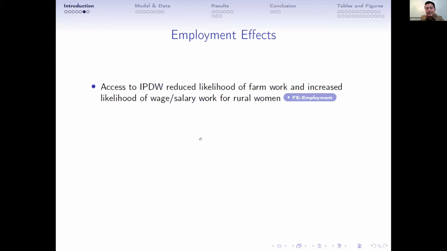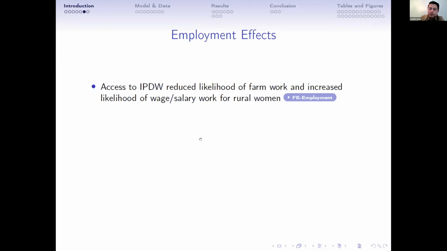So some of the results that we have derived from this study are, first of all, access to indoor pipe drinking water reduces the likelihood of farm work and increases the likelihood of wage salary work. Now, how that works is that once we see an increase in access to pipe water at the household level, one can easily anticipate that it also means higher access to pipe water at the village level, which means in agricultural fields there is more access to water.